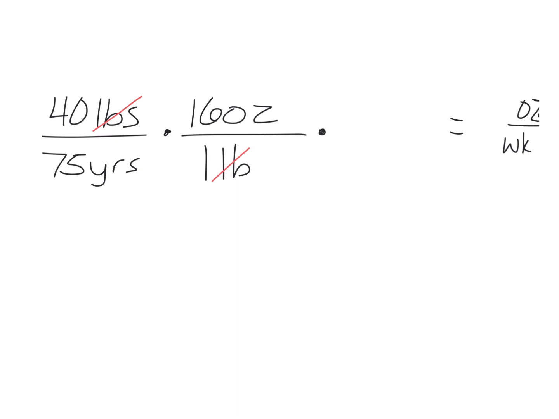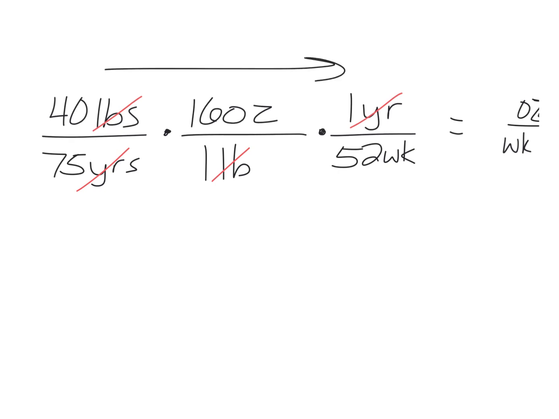Where does that 1 year go? On the top or the bottom? Top. 1 year is how many weeks? 52 weeks. What cancels out there? The years. The year label cancels out. Do we have what we want? Ounces per week. Okay, now we need to do what? Multiply. We got to solve. We're going to multiply straight across first.